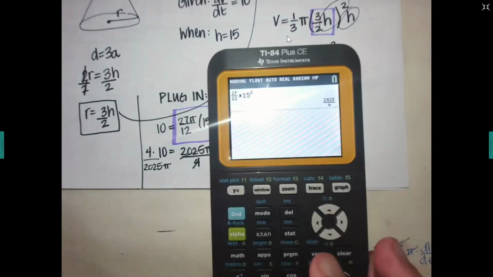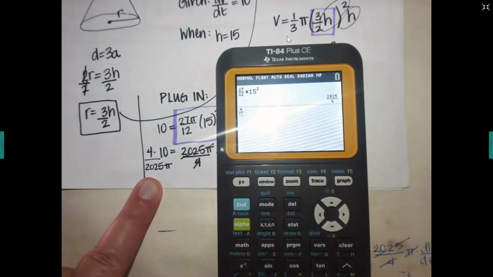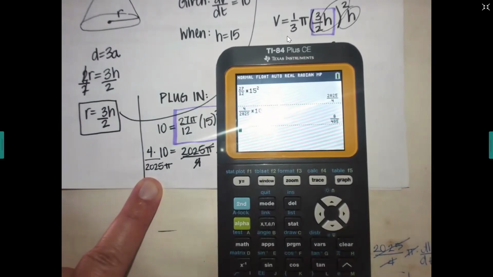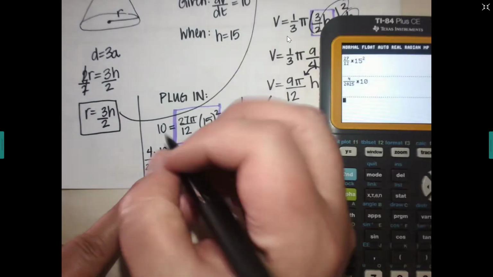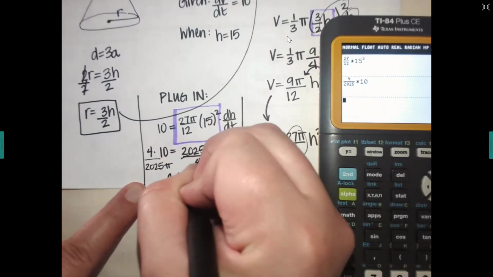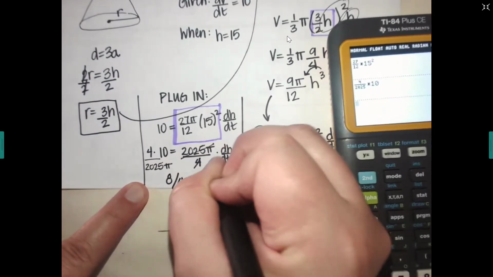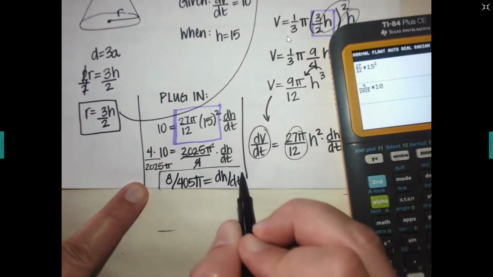Then in the calculator, let's see what that would be. 4 over 2025 times 10 would be 8 over 405, and then just keep your pi at the bottom. So that'd be 8 over 405 pi equal to dh dt. Okay.